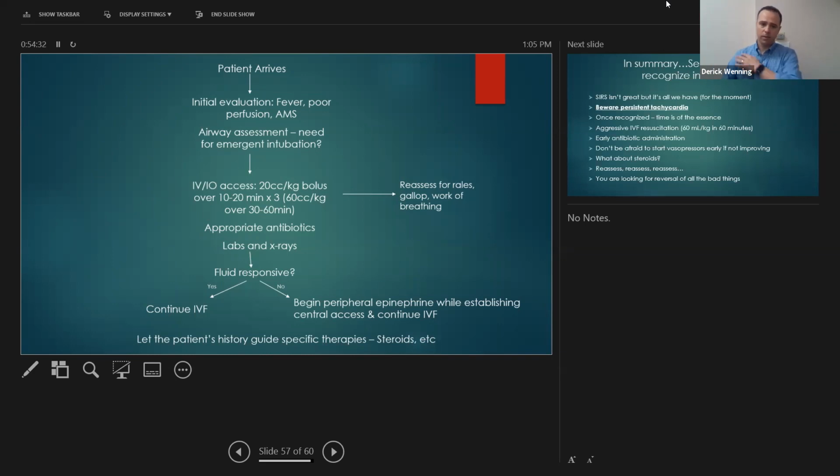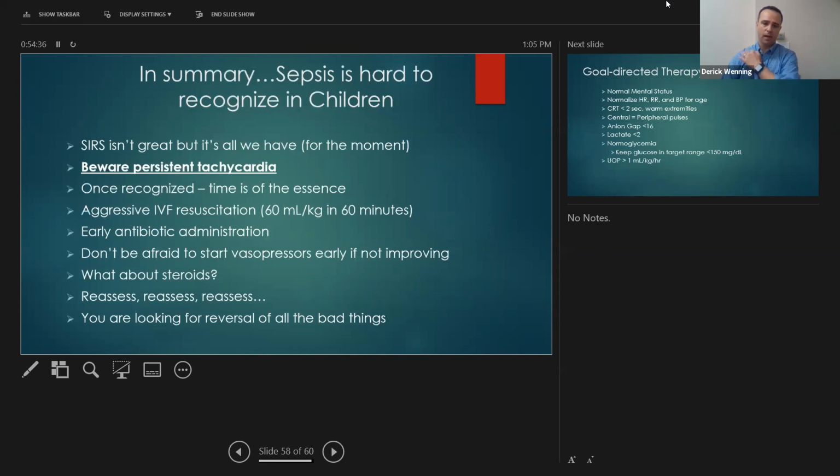And so other therapies, including hydrocortisone, should guide your therapy. So in summary, SIRS isn't great, but it's all we have for the moment. Beware persistent tachycardia, for everything in life in pediatrics. Okay.